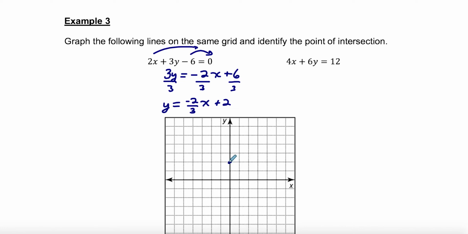I can go to 2. I can go down 2 and over 3. And that's y equals -2/3 x plus 2.